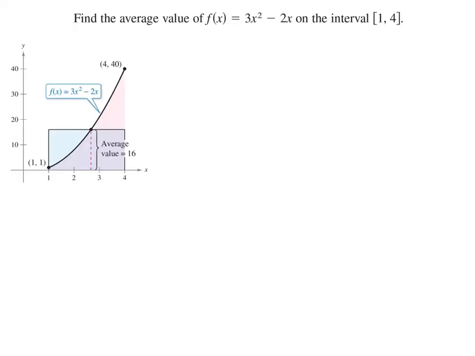So let's try an example of that for size. Let's find the average value of this function, 3x squared minus 2x, which is a nice quadratic, on the interval from x equals 1 to x equals 4, that is bounded by the x-axis.